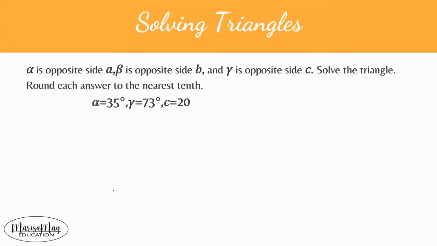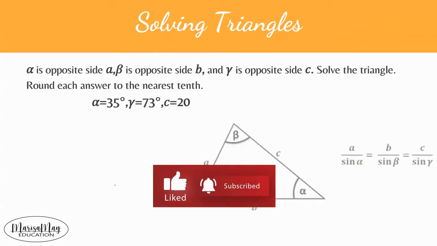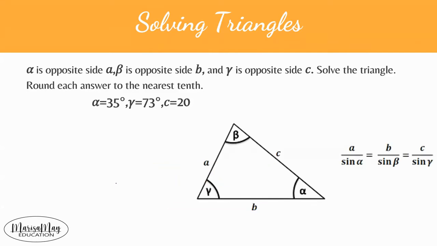In this video, we will look to solve a triangle, and that simply means we're going to find all the missing parts. Now, we are told that alpha is opposite side A, beta is opposite side B, and gamma is opposite side C. So you can see in the picture here, I have everything labeled. Let's go ahead and write in the measurements we're told. We're told that alpha is 35 degrees, gamma is 73 degrees, and we know side C is 20.